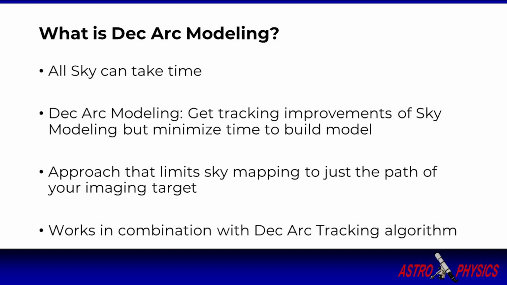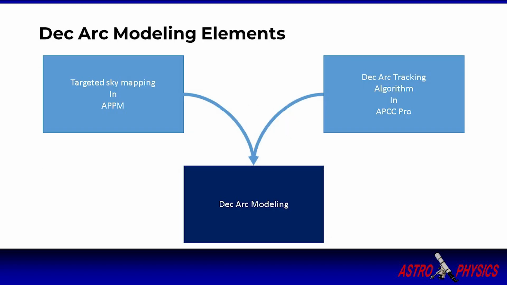Dec Arc modeling is a specific use of sky mapping aimed at bringing the tracking improvements of sky modeling to imagers who have limited time to put towards building a sky model each night. Dec Arc modeling is not a specific feature, but rather an approach to restrict sky mapping to a path for a specific target and thereby minimize the amount of sky needed to be mapped. The second part of Dec Arc modeling is the Dec Arc tracking. This is a relatively new algorithm inside of APCC Pro that can be enabled to further enhance tracking accuracy. Targeted sky mapping combined with the Dec Arc tracking algorithm creates Dec Arc modeling.